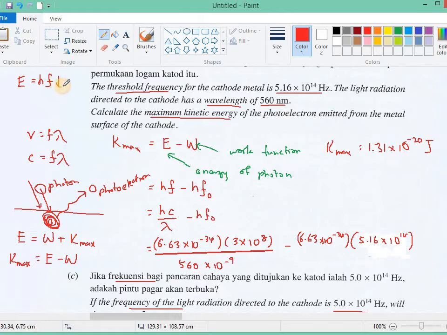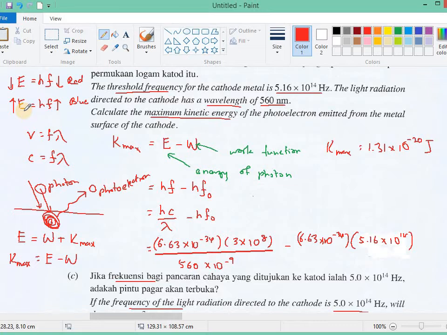Okay, red light has lower frequency, so the energy carried by the photon of red light will be lower. This is red light. Blue light has higher frequency, so the photon of blue light will have more energy. All the other electromagnetic waves are the same.